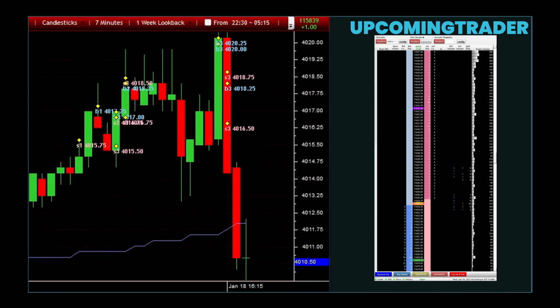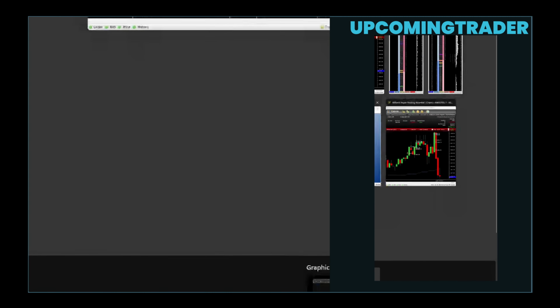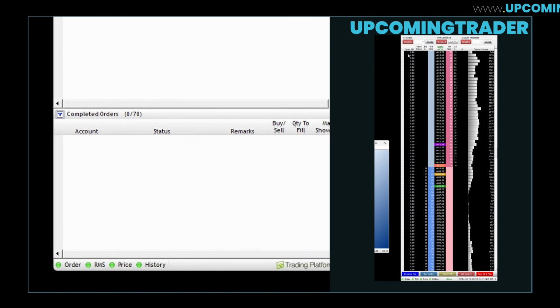Conversely, if the price is making lower lows but volume is increasing, it suggests that sellers are becoming exhausted and buyers may soon take control, signaling a potential bullish reversal.